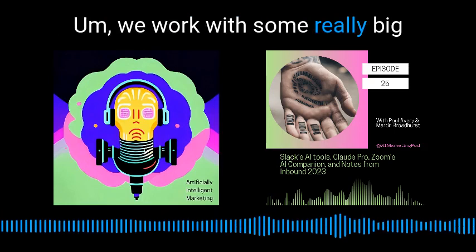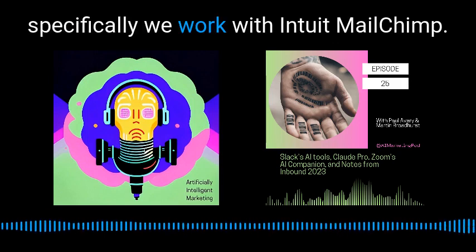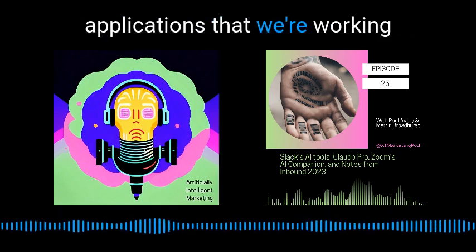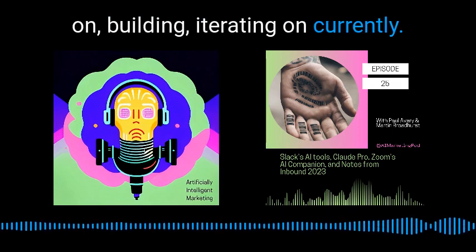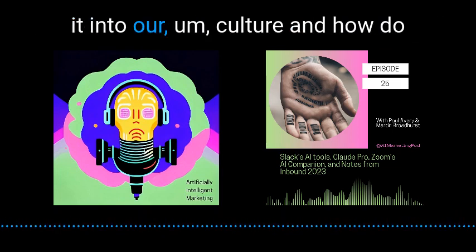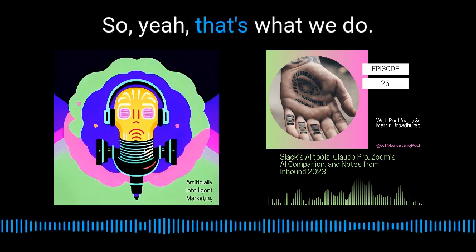We work with some really big names in the marketing industry specifically. We work with Intuit, MailChimp. But there's a lot of different applications that we're working on, building, iterating on currently. And all the talk is around AI, right? How do we introduce it into our culture, and how do we introduce it into our platform? So yeah, that's what we do.